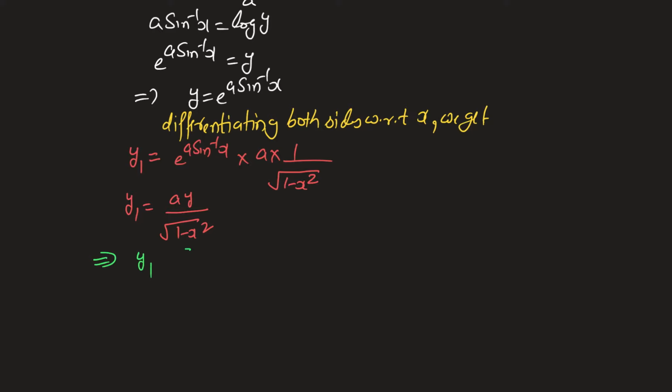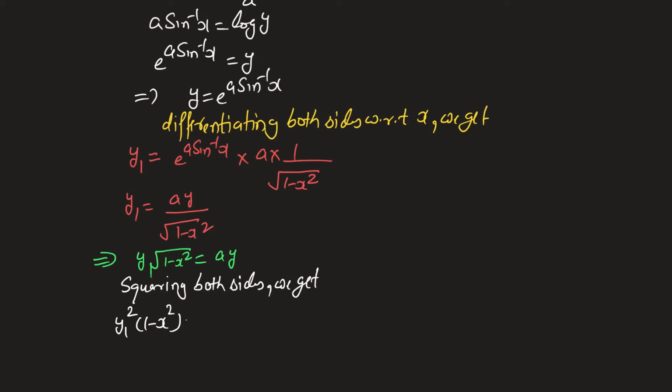y1 root 1 minus x square is equal to ay. Now, squaring both sides, we get y1 square times 1 minus x square is equal to a square y square.